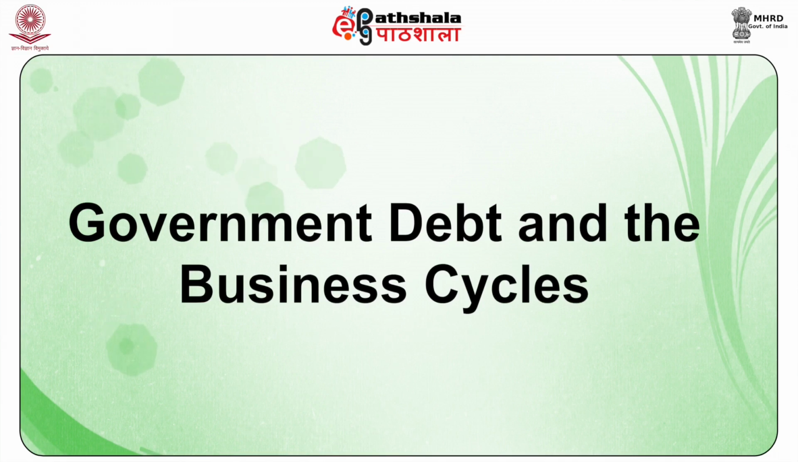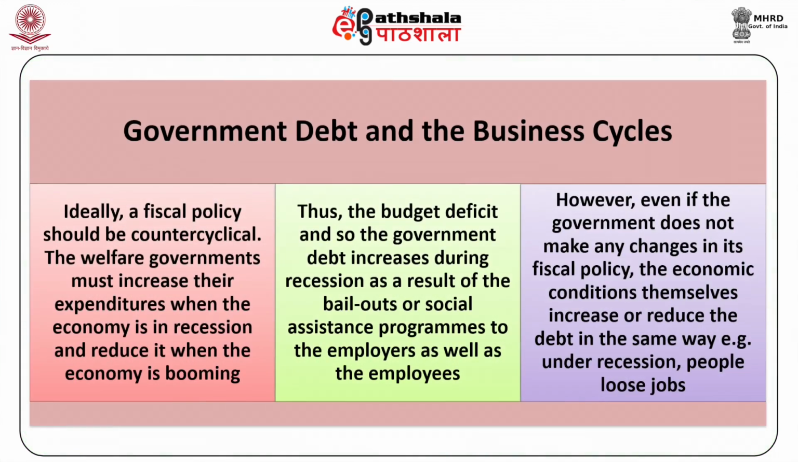Government debt and the business cycles. Ideally, a fiscal policy should be counter-cyclical. The welfare governments must increase their expenditures when the economy is in recession and reduce it when the economy is booming. Thus, the budget deficit and so the government debt increases during recession as a result of the bailouts or social assistance programs to the employers as well as the employees. However, even if the government does not make any changes in its fiscal policy, the economic conditions themselves increase or reduce the debt in the same way.